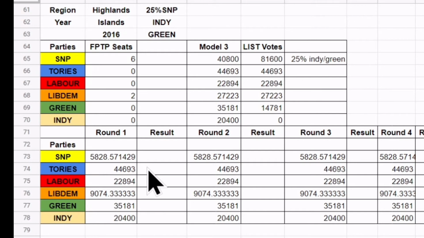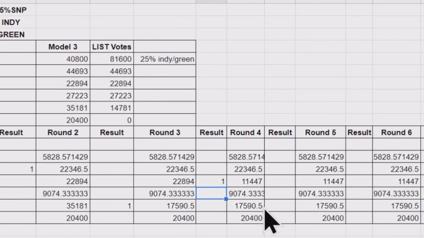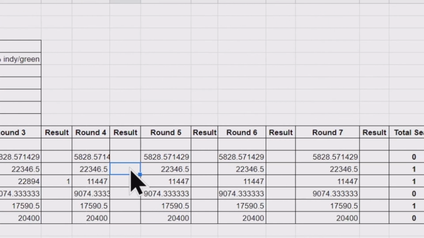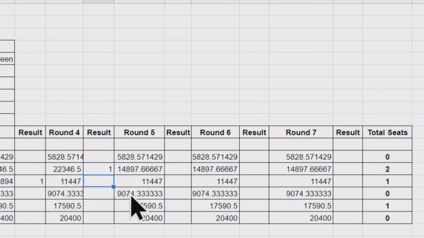Straight away, we've become used to this. The Tories are getting the first one, then the Greens will get the second one, then Labour will get the third one, and then the Tories will get the fourth one, and then that will be the Indie party there, and then we have 14, 11, 9, 17, that will be the Greens there.